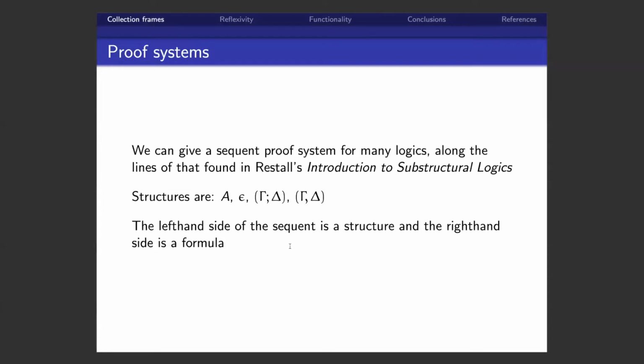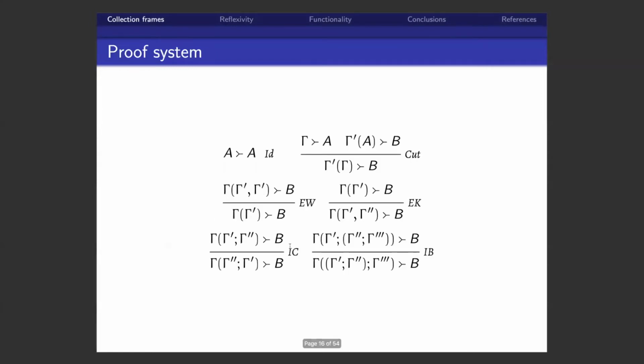Okay, so sequents on the left-hand side are going to have a structure, and on the right-hand side are going to have a formula. I'm not going to give you the whole proof system, but I'll give you glimpses of it. If you would like to see more, there's a paper with all of the details. So basic features of it: we have an identity axiom, A implies A. And then we have a cut rule, which says that if gamma implies A, and gamma prime has an occurrence of A somewhere in there and that implies B, then the structure you get by replacing the occurrence of A with gamma also implies B.